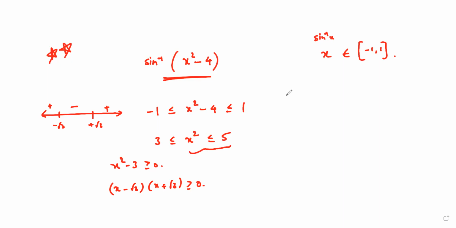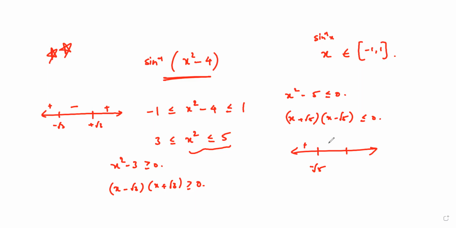Similarly, from the other side, x square minus 5 is less than or equal to 0, so x plus root 5 into x minus root 5 is less than or equal to 0. Again here, taking minus root 5 and root 5, beyond those it is positive, in between it is negative. So what will be my common region for both of these? Minus root 5 to minus root 3 union root 3 to root 5. Clear? Yes, sir.